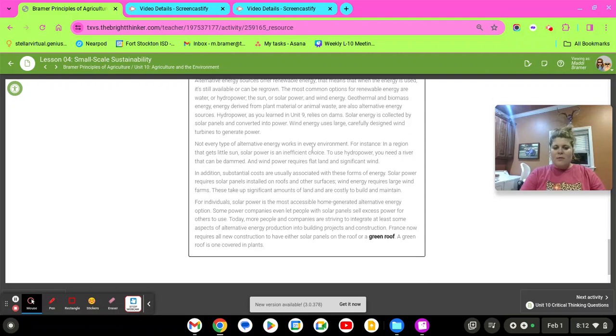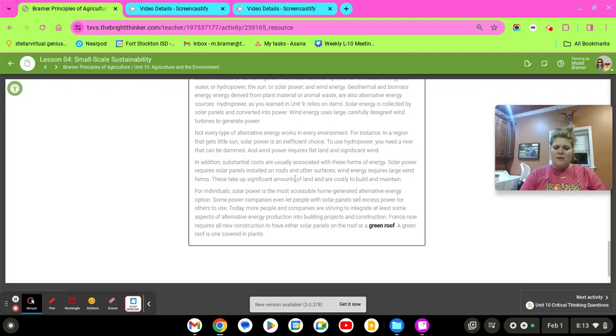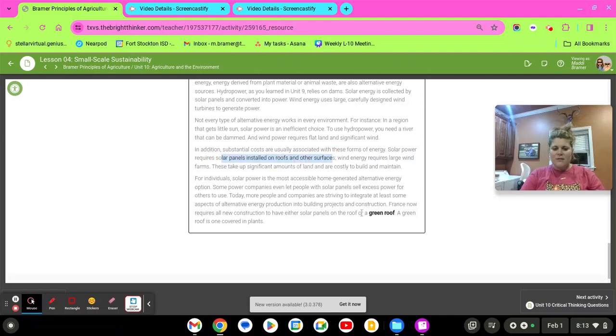Not every type of alternative energy works in every environment. So, like if you're in Alaska where it's dark a lot of the time, solar power is not going to be a good choice. If you need to use hydropower, you need to live near a river that can be dammed. And for wind power, maybe West Texas, somewhere where there's a lot of wind. It does cost a lot to do these types. Solar power requires solar panels installed on roofs and other surfaces, and these are very costly.